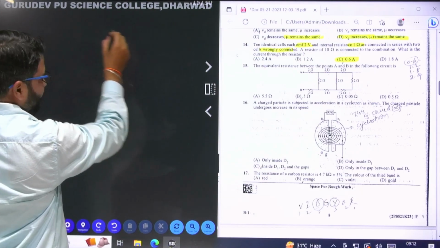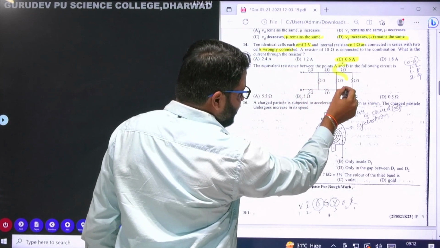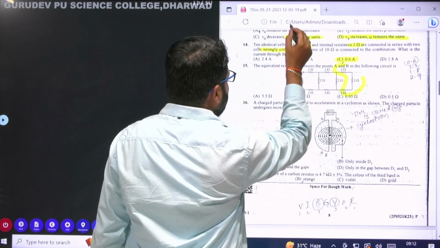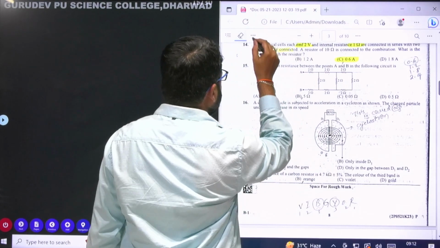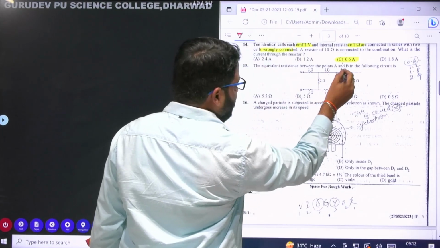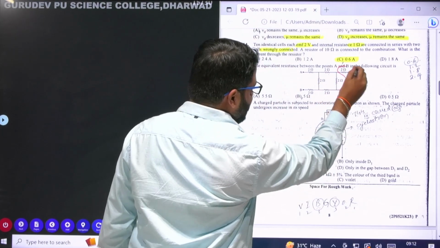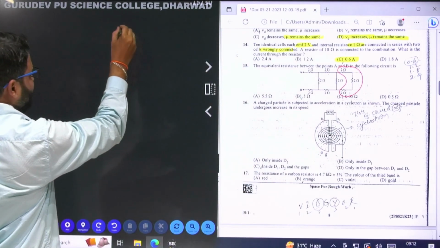I would just take the circuit. First of all, I'm going to take this part of the circuit. So maybe I'll just clear it and give you the concept. I would take this part of the circuit. First of all, I would take this region of the circuit. Can you tell me what will be the value of it?